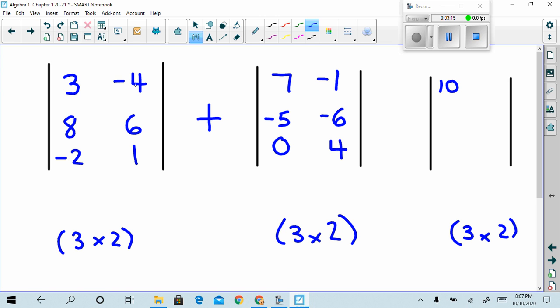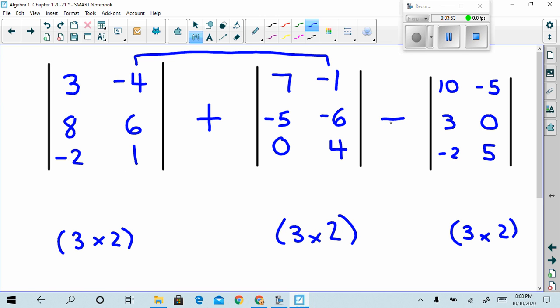Now we'll go on to the second. You can either go down the row or down the column, it doesn't matter which way we go, as long as we do the one-to-one correspondence. Here I'm looking at -4 plus -1, which will give me -5. On to my second row. 8 plus -5 is 3. 6 plus -6, 0. I'm on to my third row. Third row, first column, -2 plus 0 is -2. And 1 plus 4 is 5.